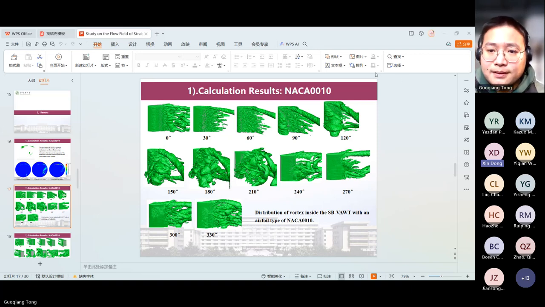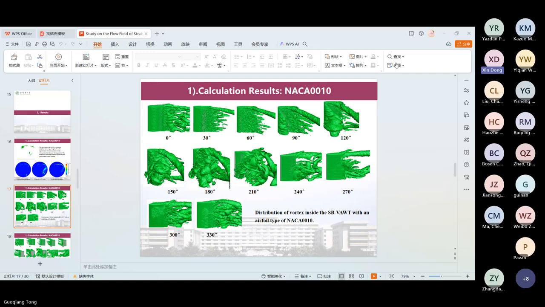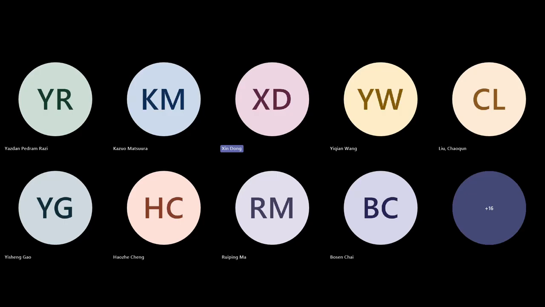And I would like to invite our next presenter, Hao Zhe Chen. His title is The Impact of Solid Ballast on the Flow Field of Straight-Blade Vertical Axis Wind Turbines. Now it's time for Hao Zhe Chen for his presentation.